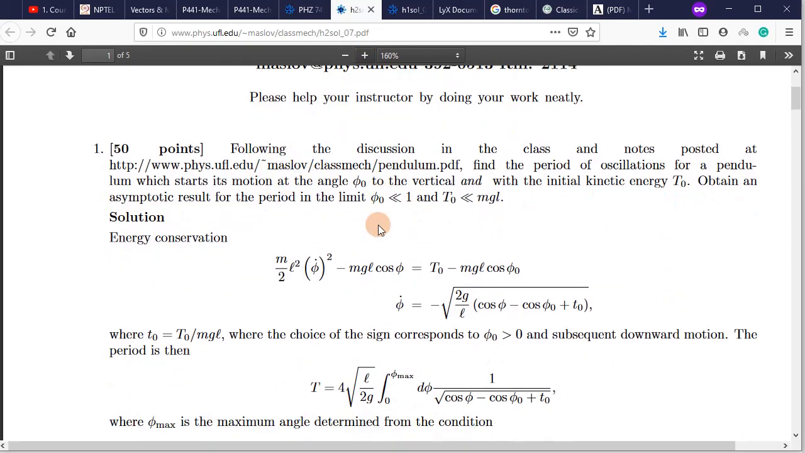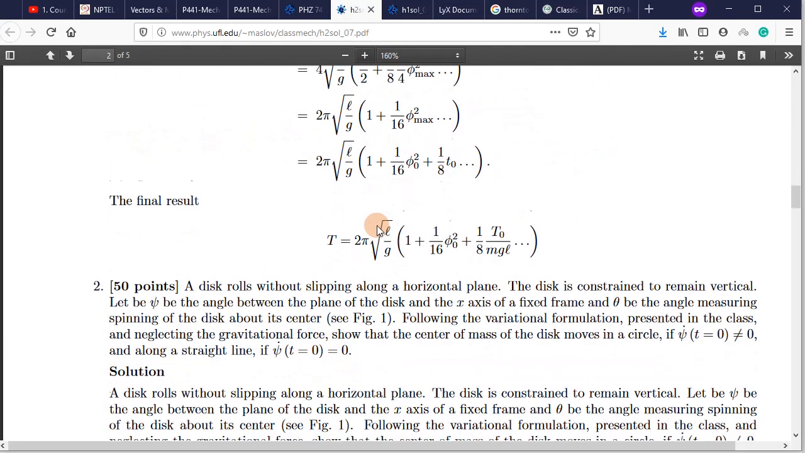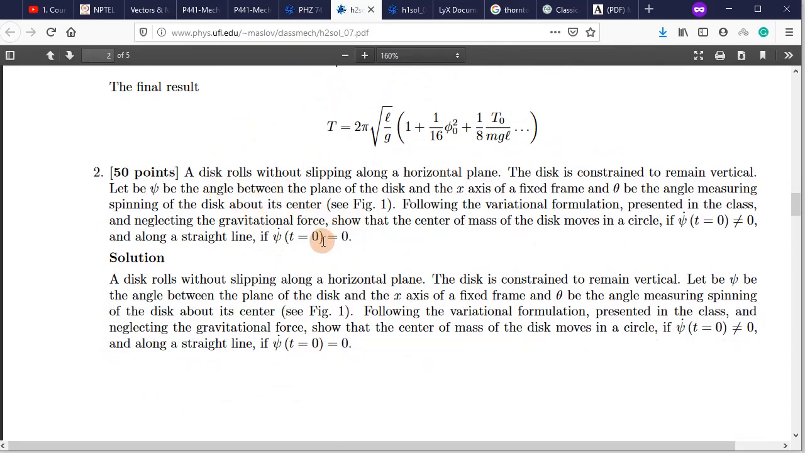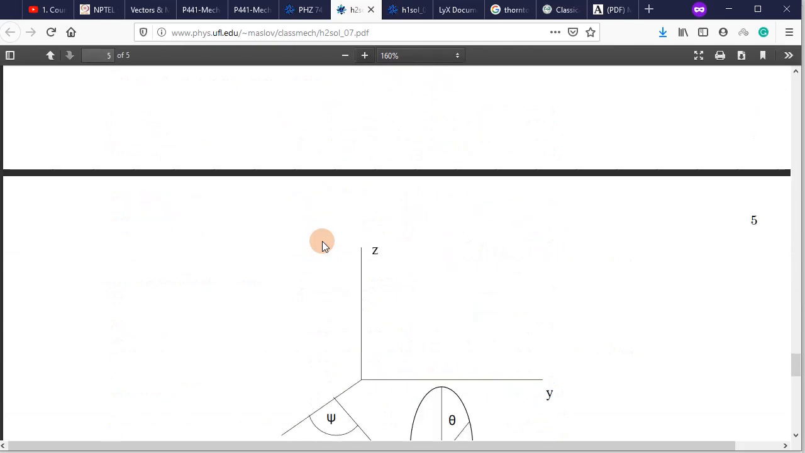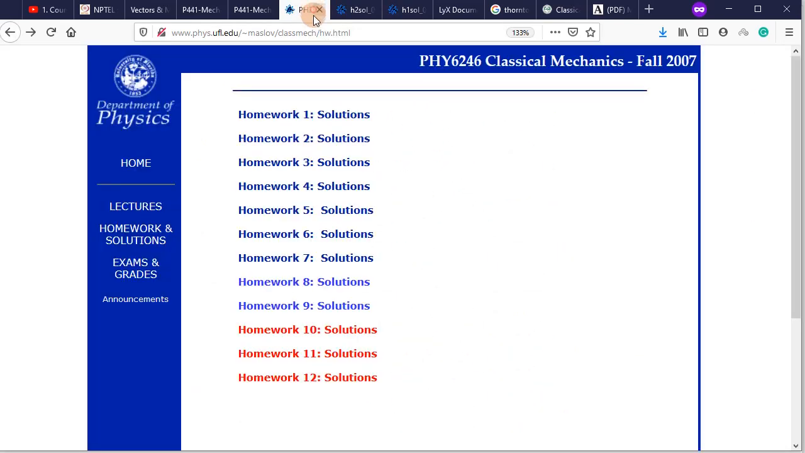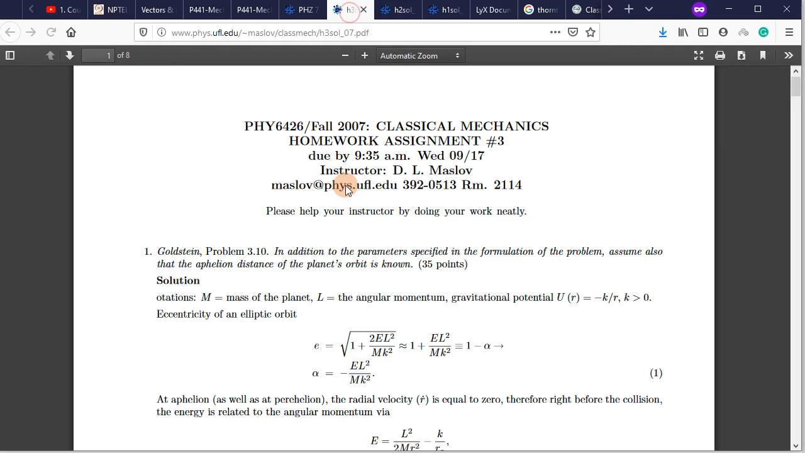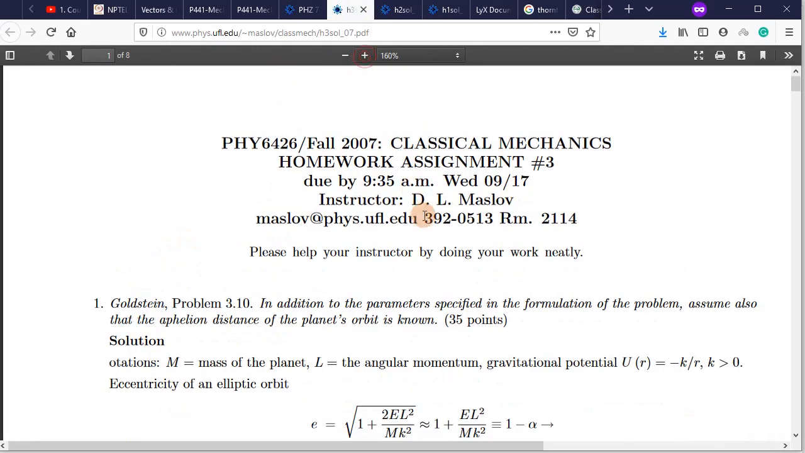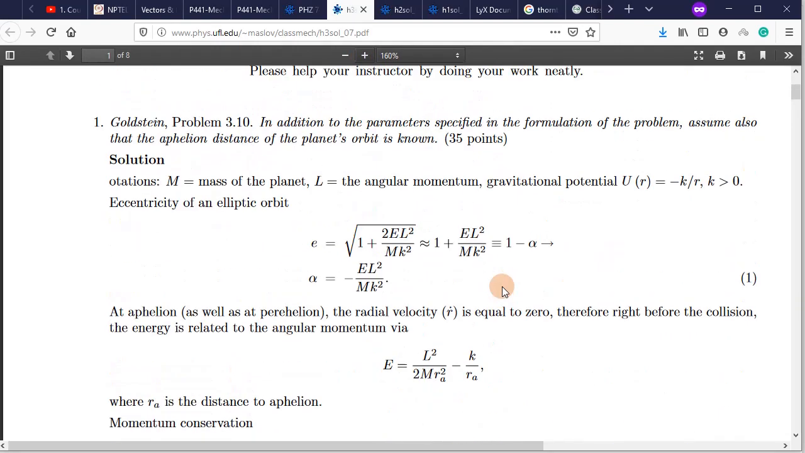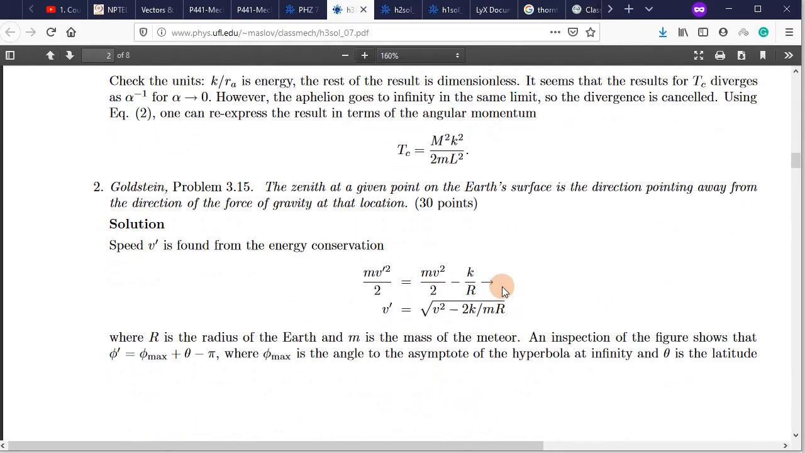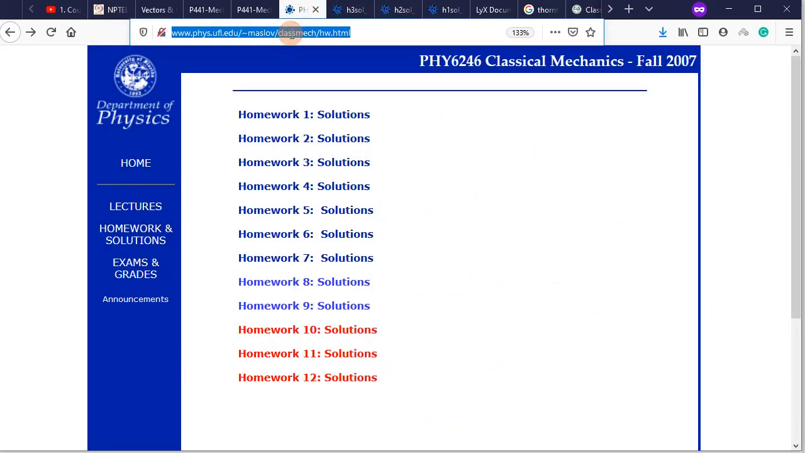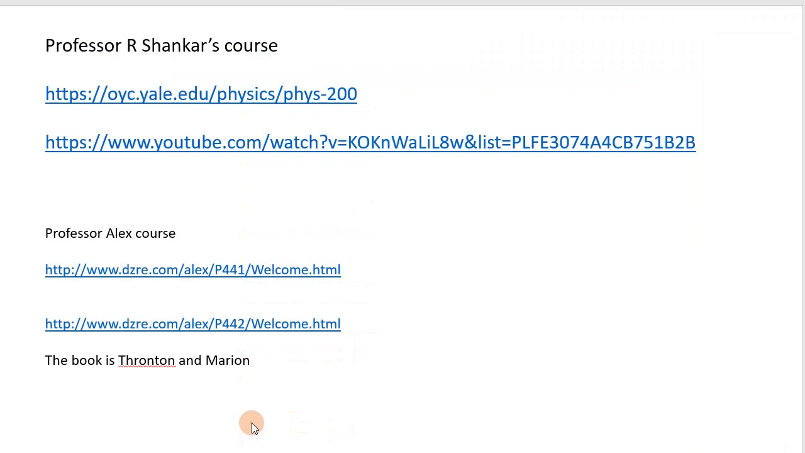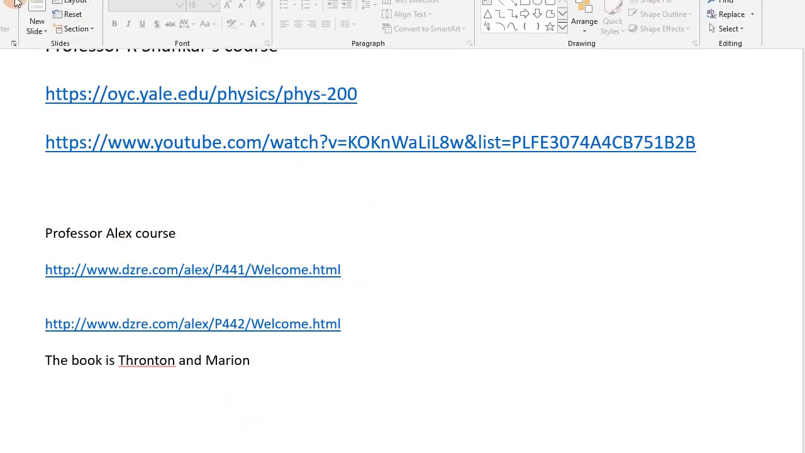One or two problems might not be from Goldstein. This problem is not from Goldstein. But whenever he mentions a number, it refers to Goldstein. See, you have written it, Goldstein problem 3.10, right? So these you will do. After you complete this, I will tell you the next step.